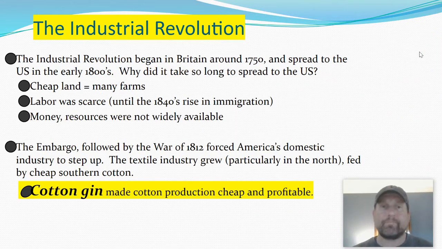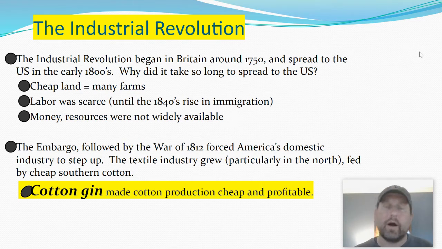So again, the Industrial Revolution radically transforms America. It was a little bit slower to take hold in America because it was increasingly an expansive continent, and much to Thomas Jefferson's pleasure, it was largely an agrarian society with cheap land and a lot of farms. Labor was fairly scarce.